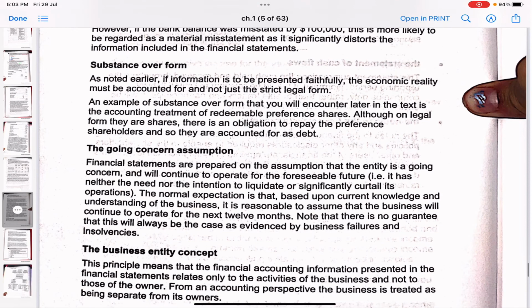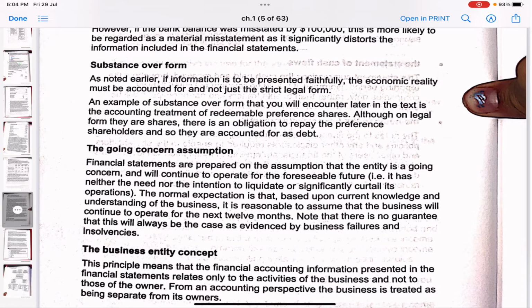Now we have what we call substance over form. What is substance over form? We have seen that in part 2 of this chapter. As noted earlier, if information is to be presented faithfully, the economic reality must be accounted for and not just the strict legal form. An example of substance over form that you will encounter later in the text is the accounting treatment of redeemable preference shares. Although in legal form they are shares, there is an obligation to repay the preference shareholders, so they have to be accounted for as debt.